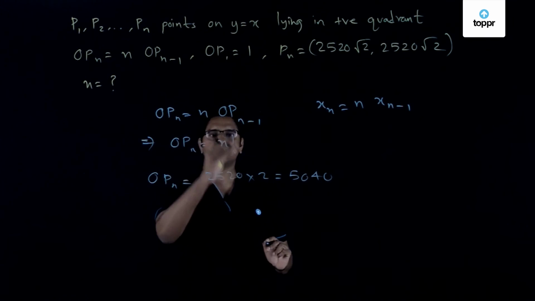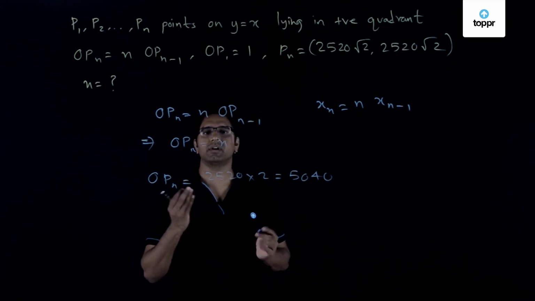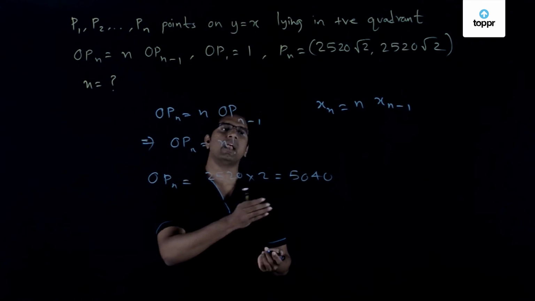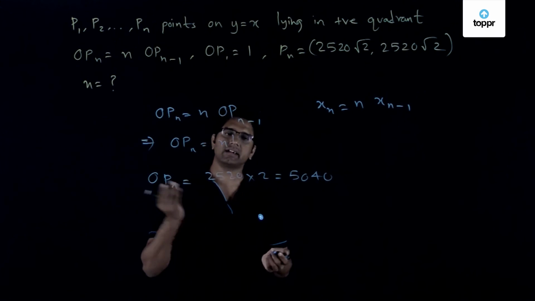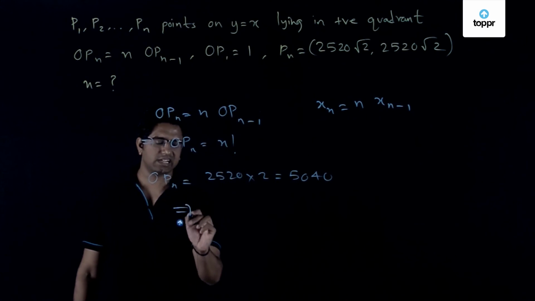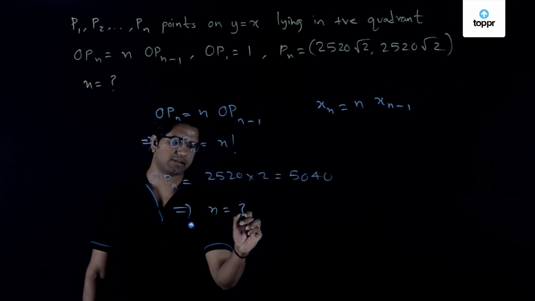So combining these two, what can one say? What is the value of n? The factorial of which number is equal to 5040? That is 7. So therefore, one can immediately conclude that n is equal to 7.